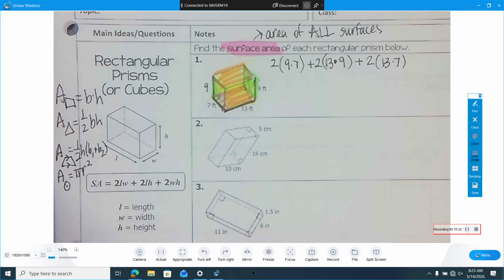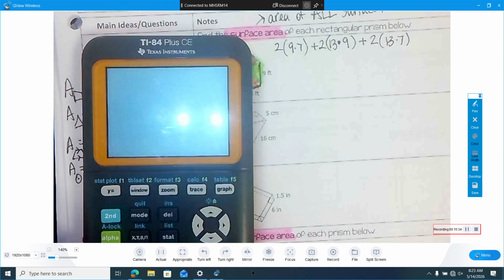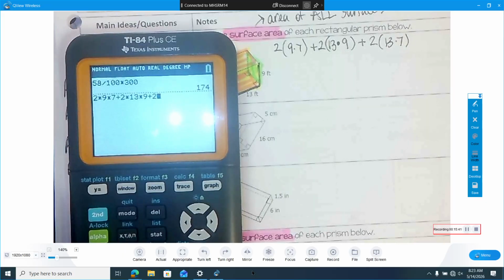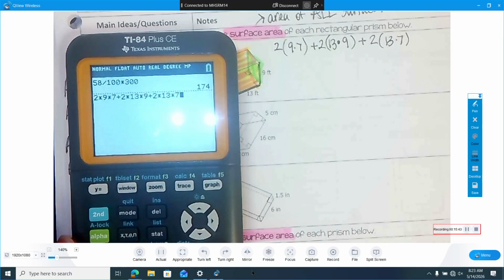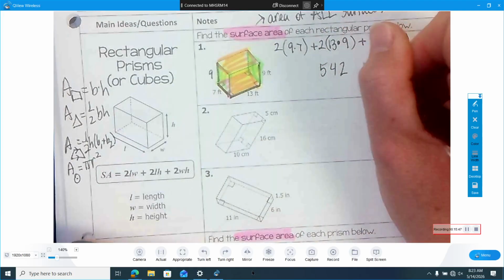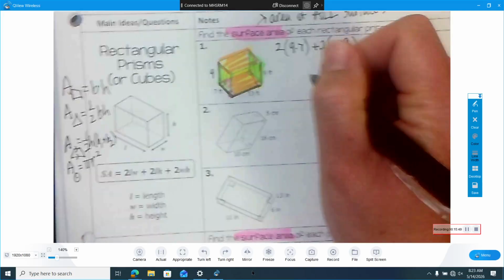Okay, so in my calculator, 2 times 9 times 7 plus 2 times 13 times 9 plus 2 times 13 times 7. So 542. And we're talking area, so it's square feet.